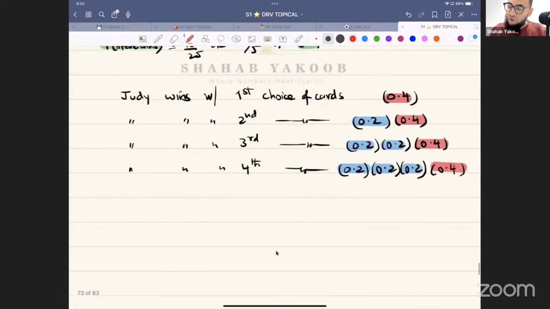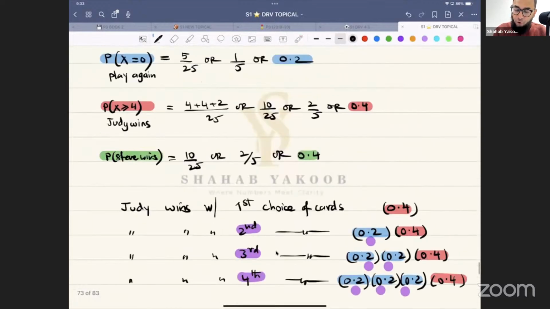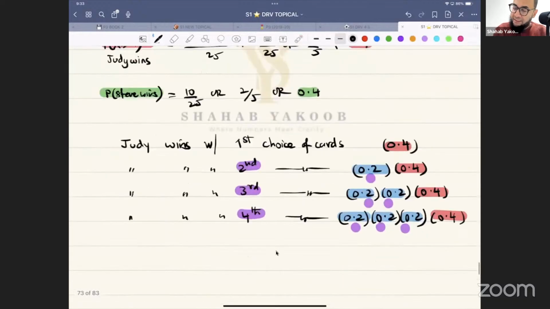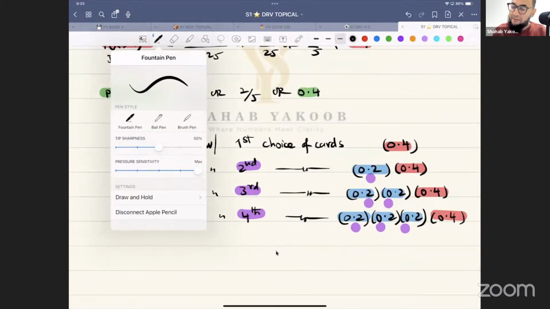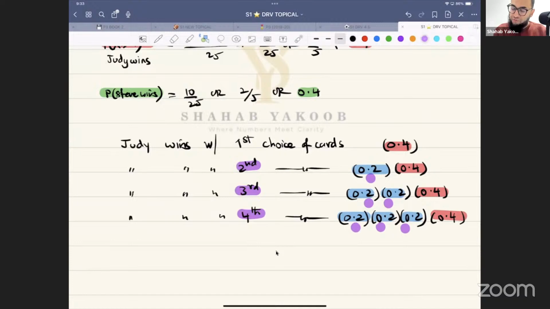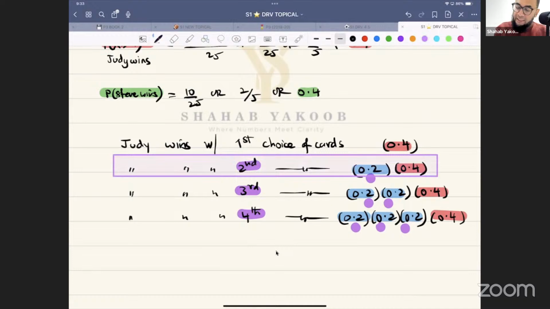Okay, now focus on this. When it's the second choice, there is 0.2 to the power 1. When it is the third choice, there are 2 of the 0.2. When it's the fourth choice, there are 3 of the 0.2. And of course, that 0.4 has to be there. In the first choice, there is no 0.2. That means the answer for part 4 with the second choice of cards is this thing. So let me just highlight this. With the second choice of cards, this is the answer right over here. So this is the answer of part 4.